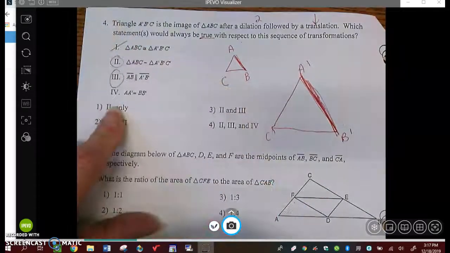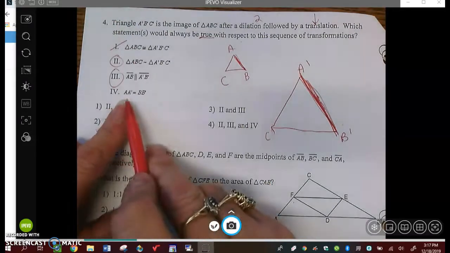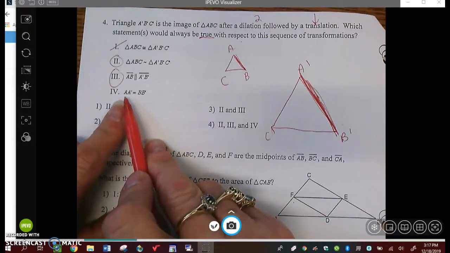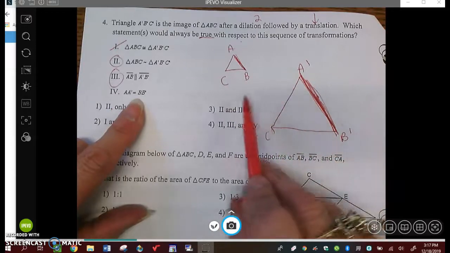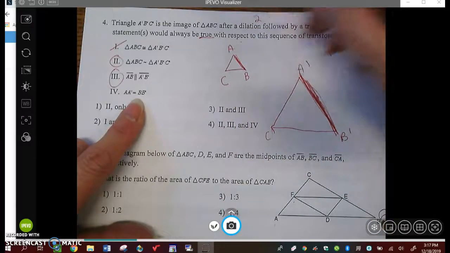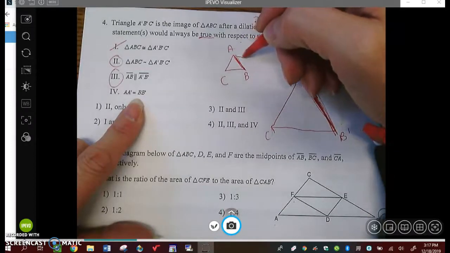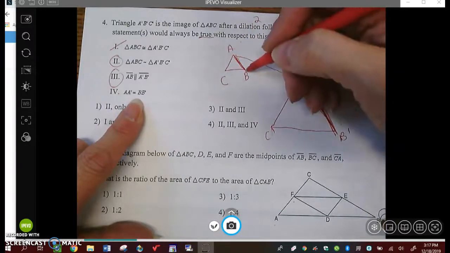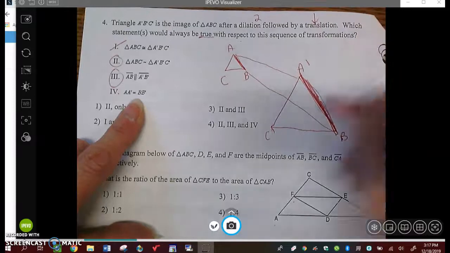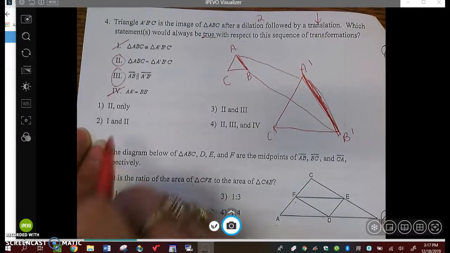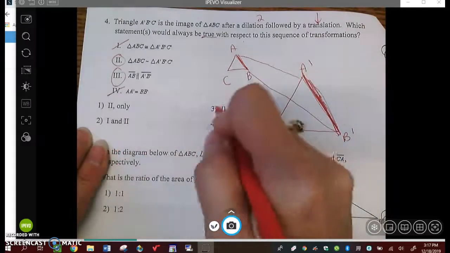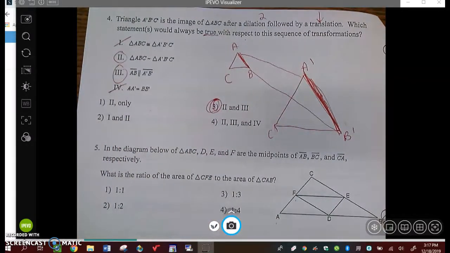So that is true. And then choice 4, it's just talking about the length from A to A prime. Is that going to be equal to the length from B to B prime? So if you thought about that, this length compared to that length, that is not true. So it looks like we want the choice that has 2 and 3, so it's multiple choice answer 3.